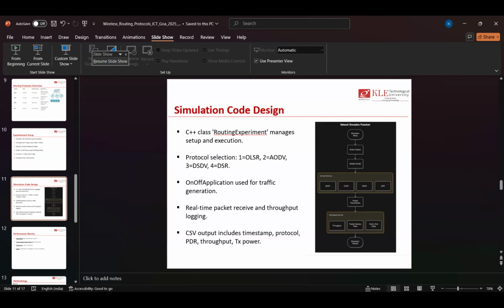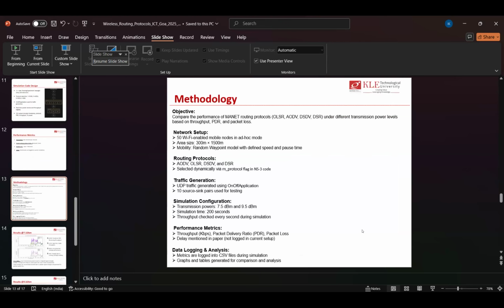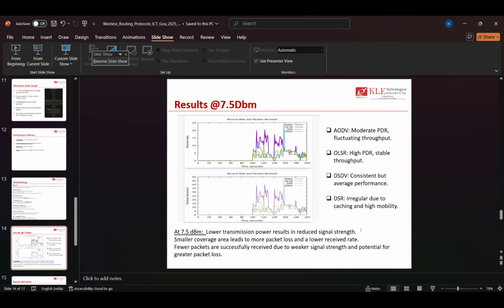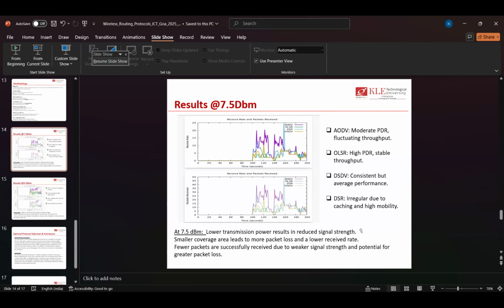This was the block diagram that I had created. After the setup of the simulation, there is a node creation, from which we have considered four protocols. After the packet transmission, we measure which of the protocols is suitable for real-time conditions. Let me go quickly to the results at 7.5 dBm and 9.5 dBm.